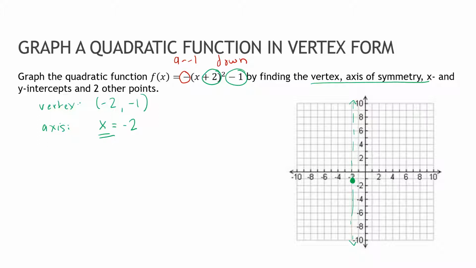And now I have to find some other points that are on my line. So I'm going to start with the x and y-intercepts, and if I need other points, I'll go from there. So again, let's start with the x-intercept. The x-intercept is setting y equal to 0. If I find the x-intercept, notice I'm going to add 1 to each side. So I have 1 equals negative x plus 2 quantity squared. I want to get rid of that negative, so let's divide each side by -1.